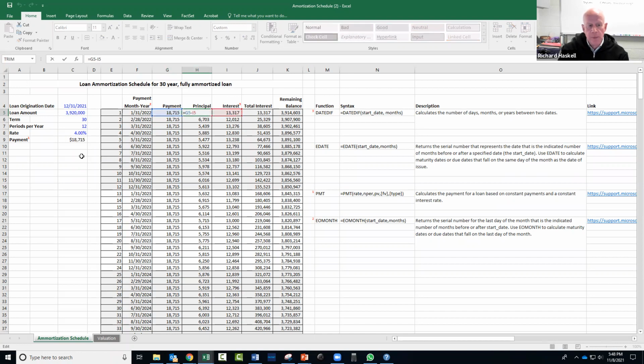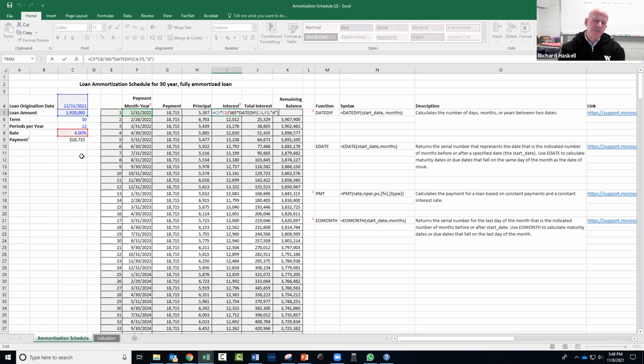For the principal amount, I want to take the payment amount minus any interest expense. So I put these columns a little bit backwards. I've got principal and then interest. You might have thought it would make a little better sense to have interest and then principal, but you'll see in just a second why I've done that. So the principal amount is the payment amount minus any interest expense.